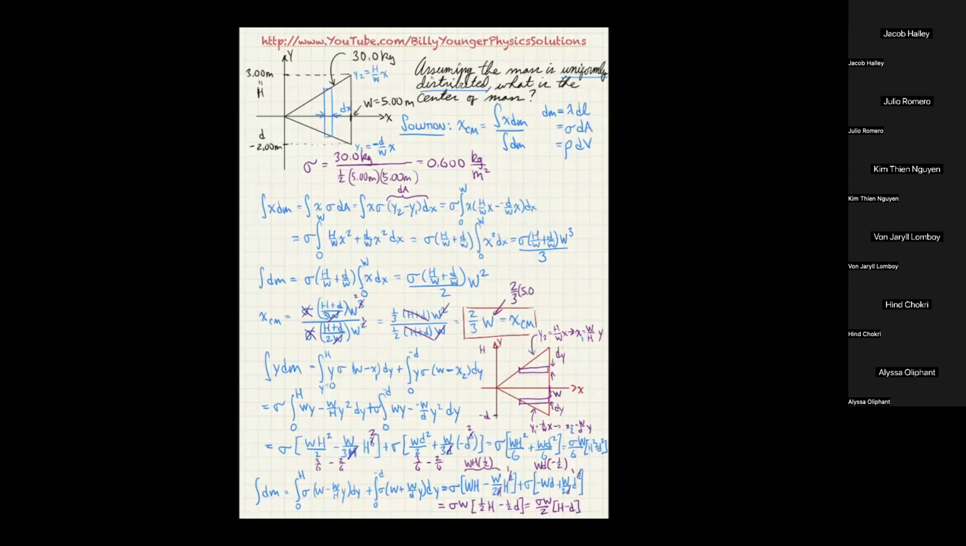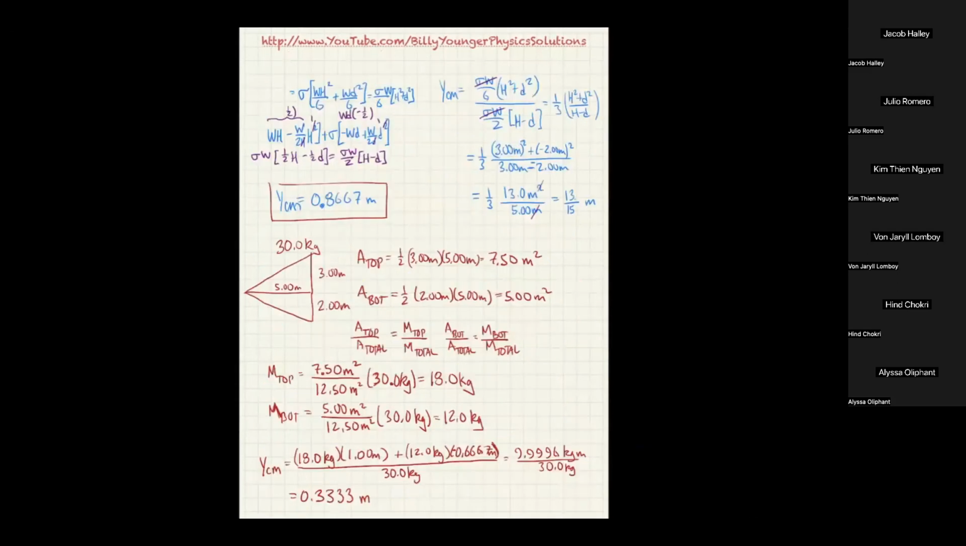2/3 of 5.00 meters is equal to 10.0 meters over 3, which is 3.333 meters. Okay, so we got that part right. I'm thinking the negative problem. Yeah, I'm not really sure what happened with the YCM. So everything I told you about how to do it should be right. I might have made a careless arithmetic mistake, but the XCM is definitely right. So I'll write that here.